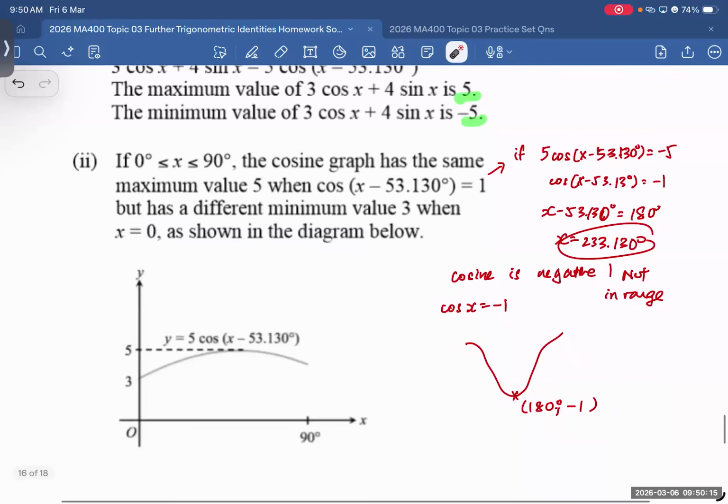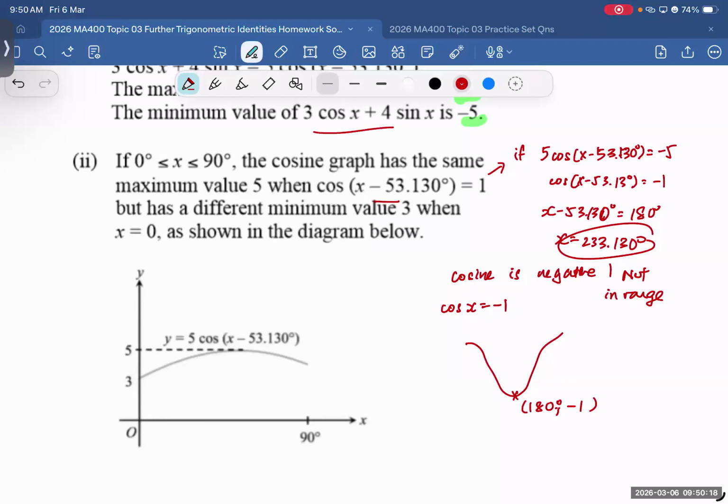Another way to see is you can think of it like this. This is the same as this graph, right? See, when x equals 0, it's 3 cos 0 plus 4 sine 0. 4 sine 0 is 0. 3 cos 0 is 3 times 1, which is 3. That's why the minimum value is also 3. Okay?